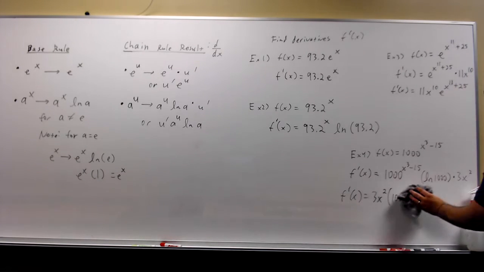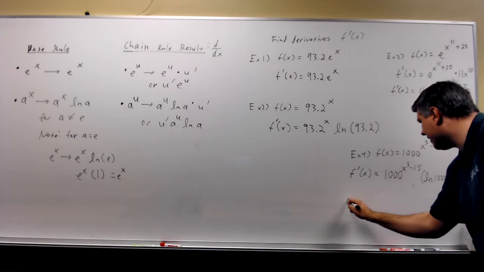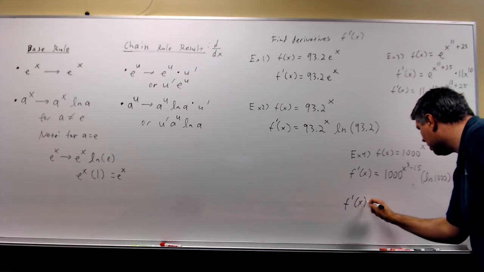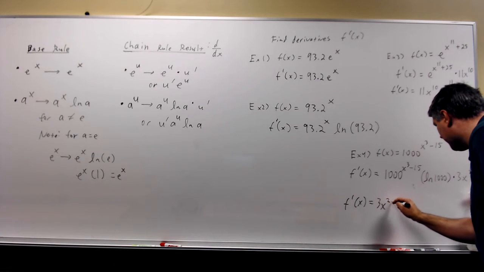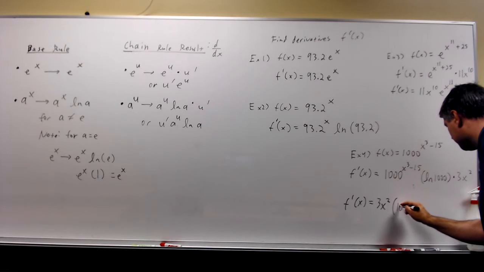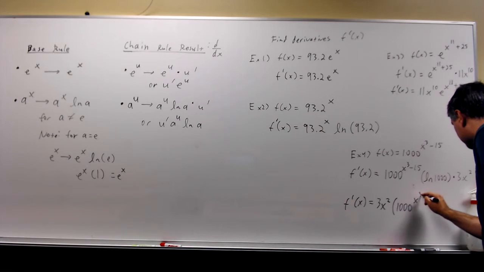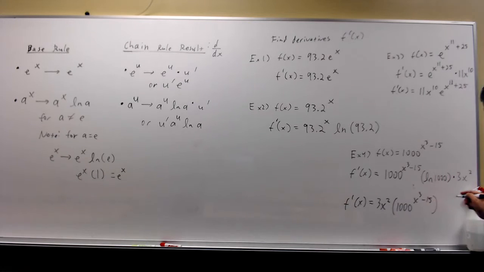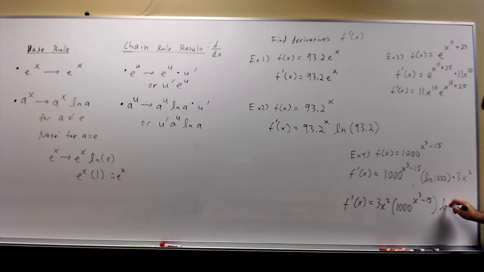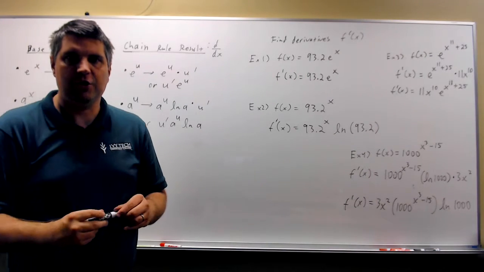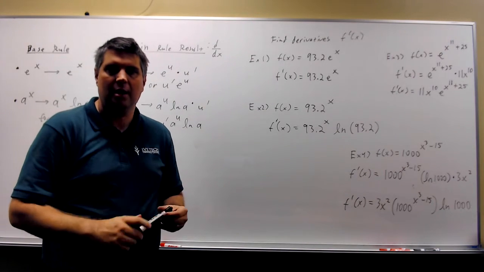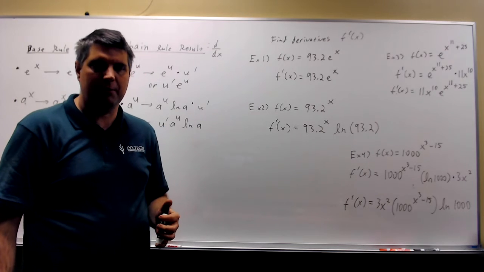I'll move it down for clarity's purposes. So f prime of x would equal, I'll put that in the front, and then I'll put that in the middle, and I'll end it with the logarithm of my base. Natural log of 1,000. Okay. If you'd like to review that, hit your pause button. Otherwise, I'm going to erase the board and move on.